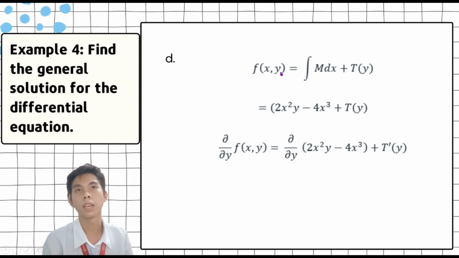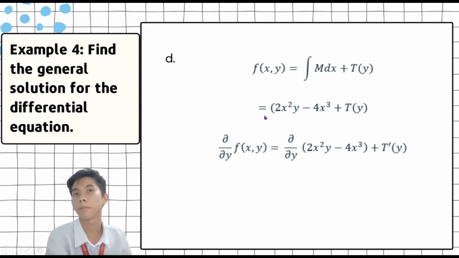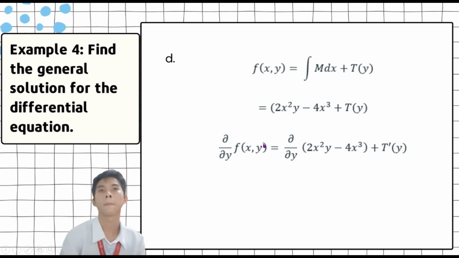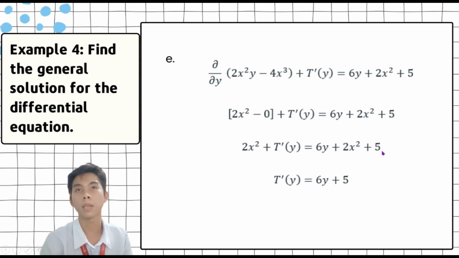Then next, f of xy is equal to the integral of M dx plus t of y, which is equal to 2x squared y minus 4x cubed plus t of y. Then in this step, we need to find the partial derivative of the given equation in terms of y. So we have the partial derivative of this equation in terms of y plus t prime of y.